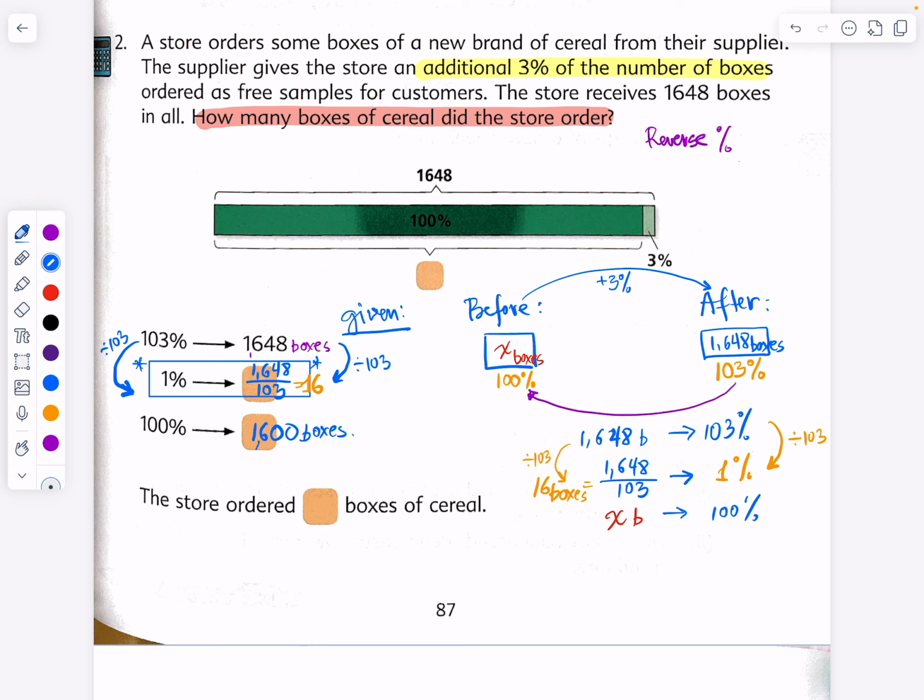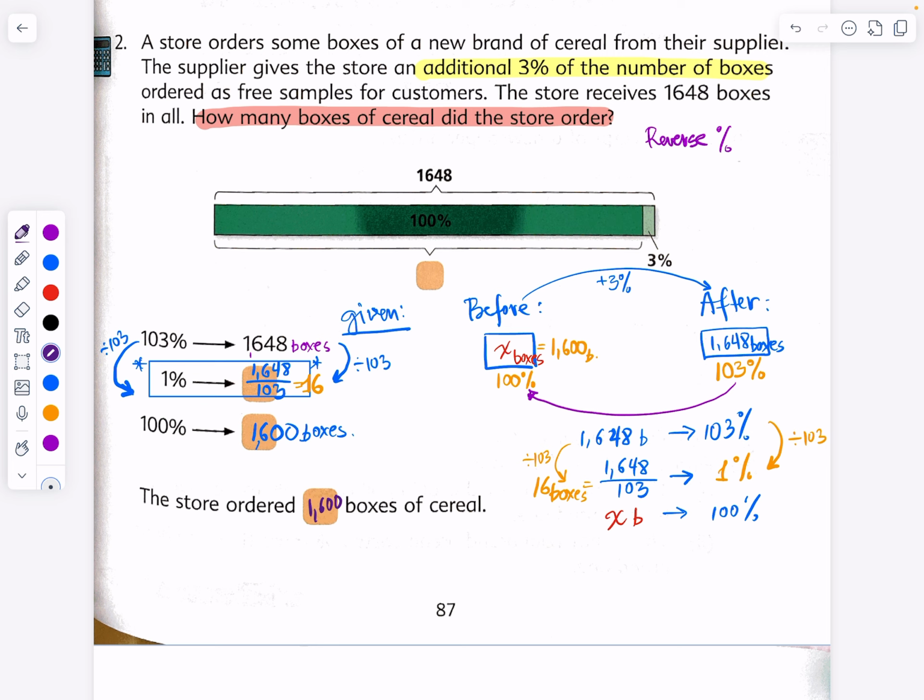Now, can we check our work and work backwards to figure out if we were correct? The store ordered 1,600 boxes. But the supplier was really nice and gave them 3% on top of that order as freebies. 3% of 1,600 is 48 extra boxes. At the end, the store received 1,648 boxes altogether. Therefore, we solved the problem correctly. The original order was 1,600 boxes.